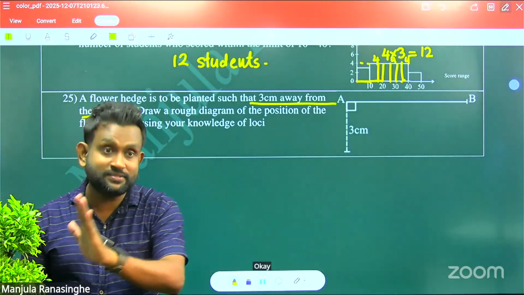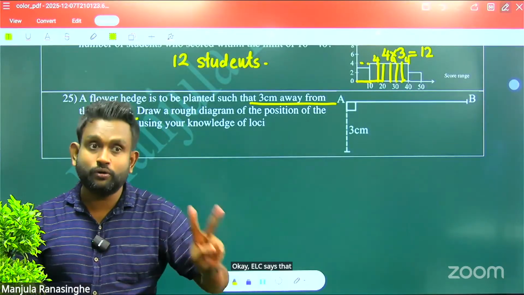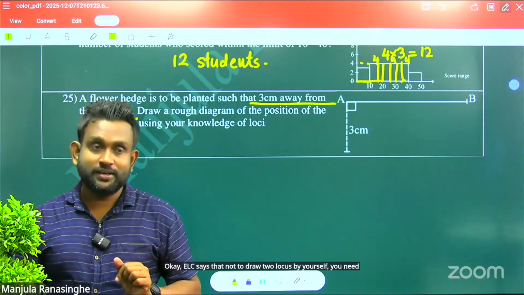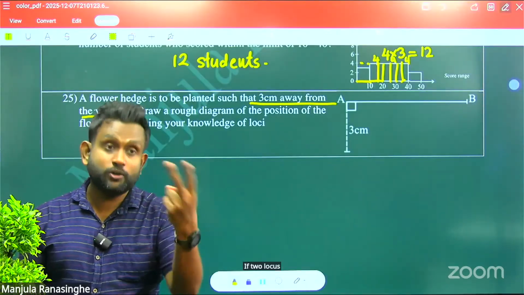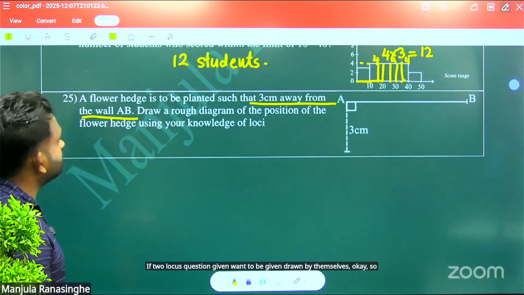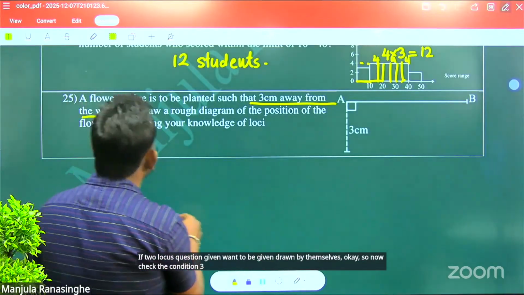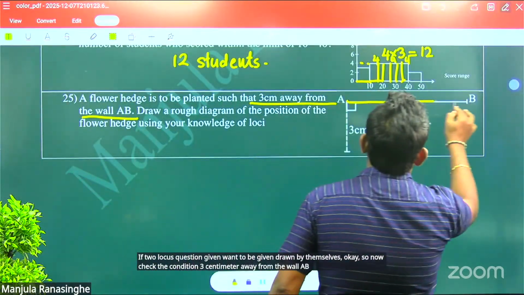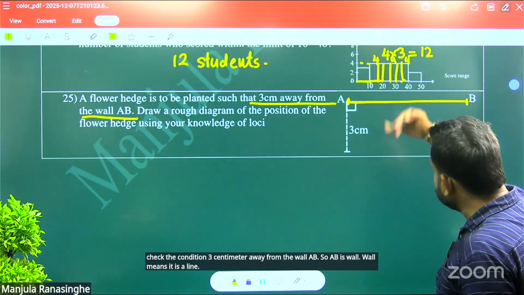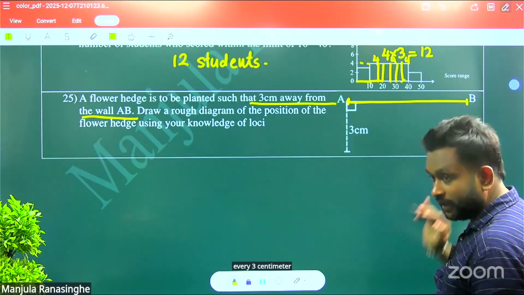Okay, ELC says that you should not draw two loci by yourself, you need to draw only one locus. If a two-locus question is given, one should be drawn by yourself. So now check the condition: 3 centimeters away from the wall AB. AB is a wall. Wall means it is a line. Three centimeters away from a line is a parallel line.